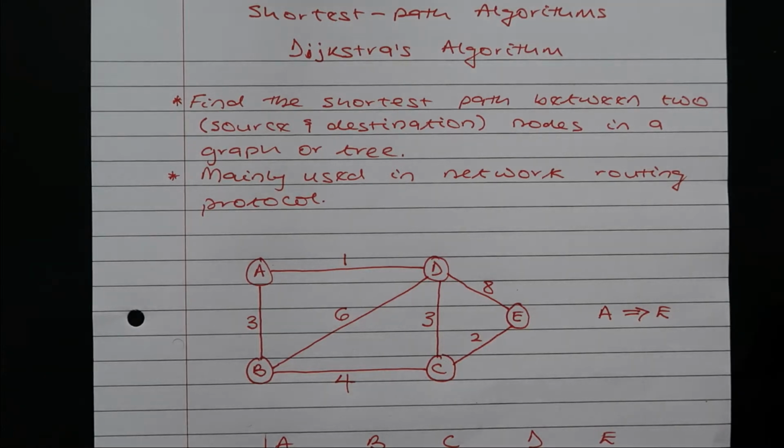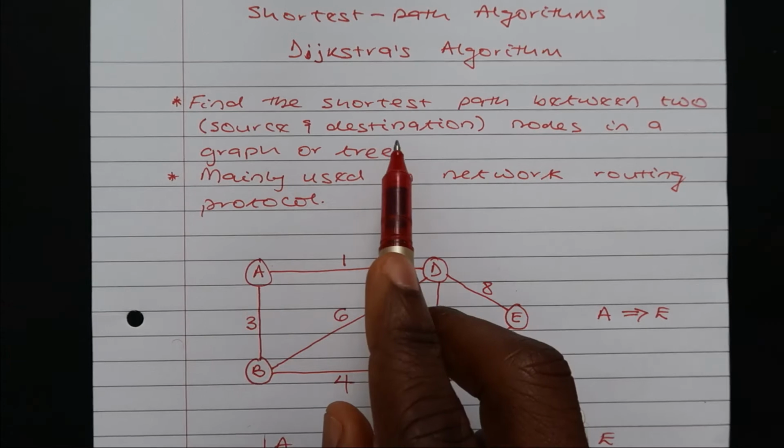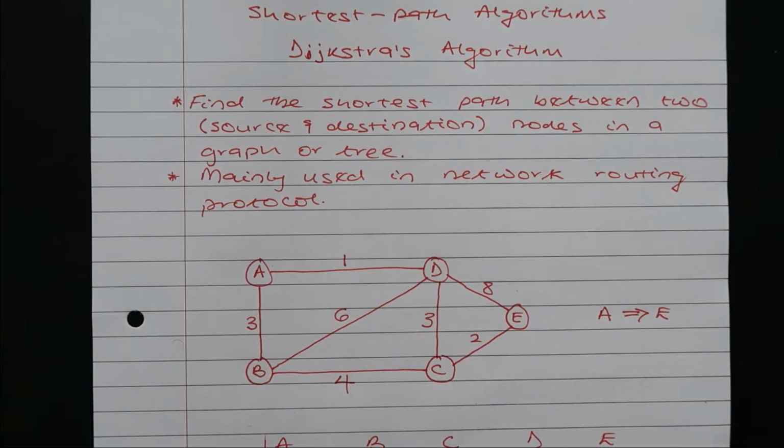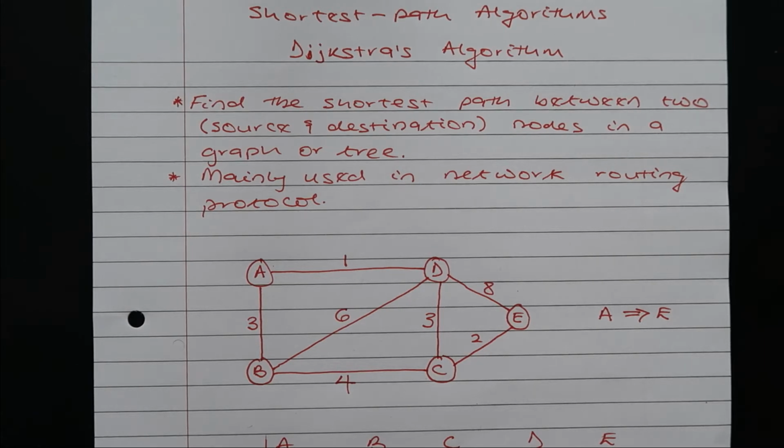Hello everyone and welcome. In this video, we'll be looking at Dijkstra's algorithm. Now, Dijkstra's algorithm is one of the shortest path algorithms. What's it used for? It's mainly used in finding the shortest path between two nodes, so a source node and a destination node in a graph or a tree. And it's implemented mainly in network routing protocols.